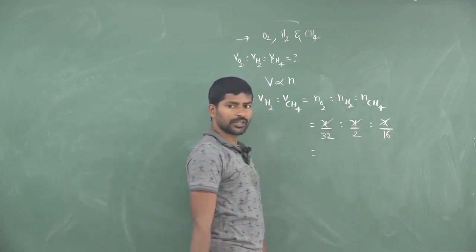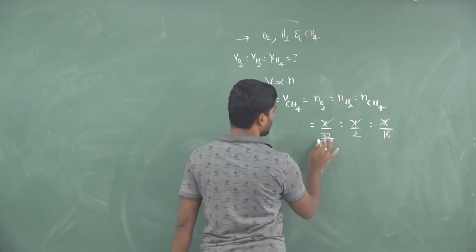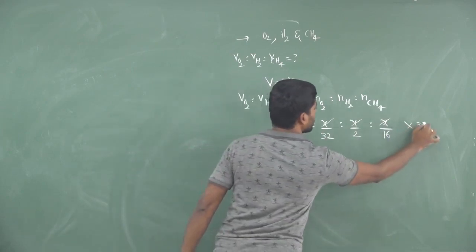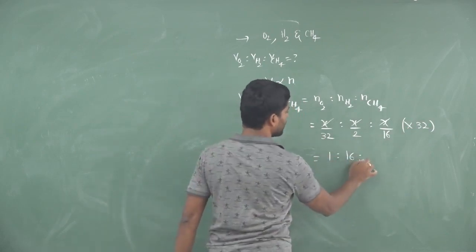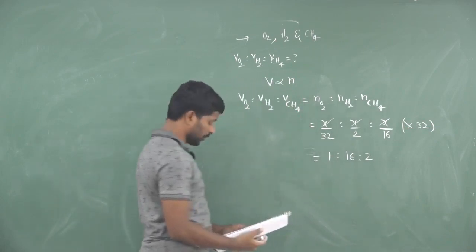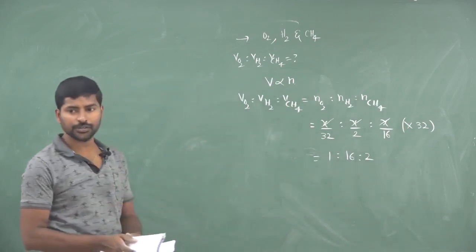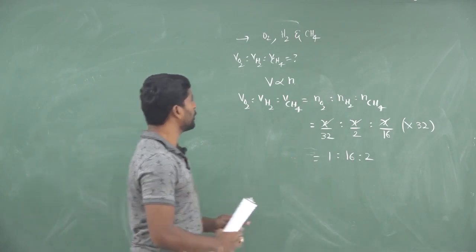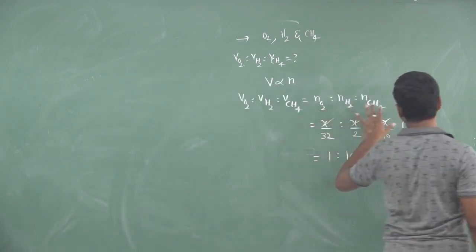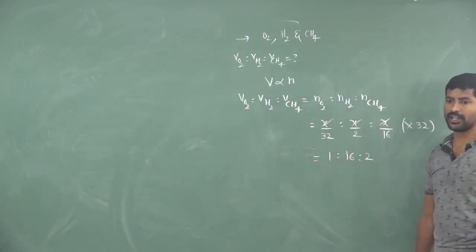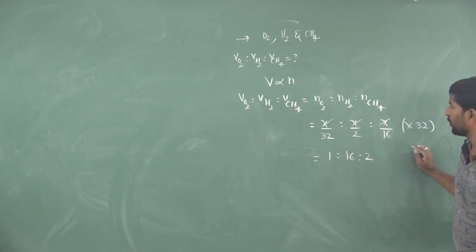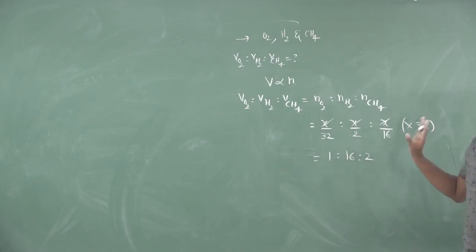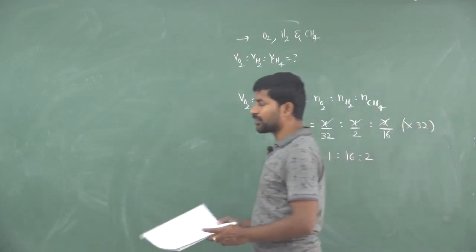So if you multiply with 32, 32 gets cancelled here, 16 here, 2. So the ratio of the volumes is 1:16:2 only. If you take equal masses of oxygen gas, hydrogen gas and methane gas under identical conditions, this is the ratio of their volumes, 1:16:2. Okay, this is the concept of mole and some questions based on the mole concept.